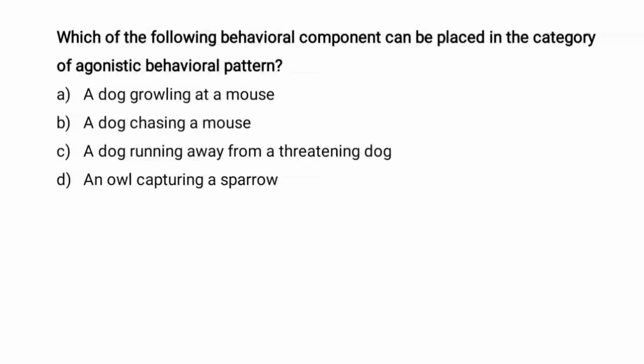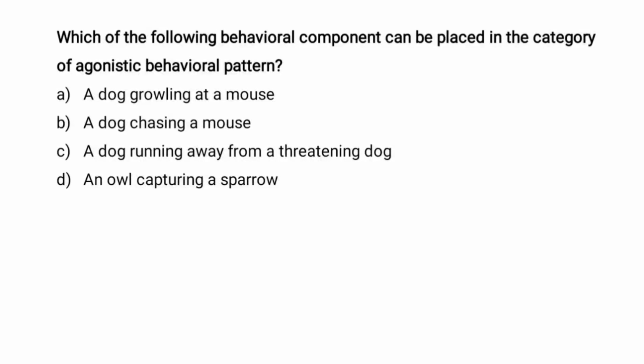Next question is, which of the following behavioral component can be placed in the category of agonistic behavioral pattern? Agonistic behavior is a type of social behavior related to fighting, which is commonly observed among many animal species because resources including food, shelter, mates are often limited. Agonistic term has broader meaning than aggressive behavior because it includes threat, display, retreats, placations, and conciliations. Agonistic behavior is comprised of threats, aggression, and submission.